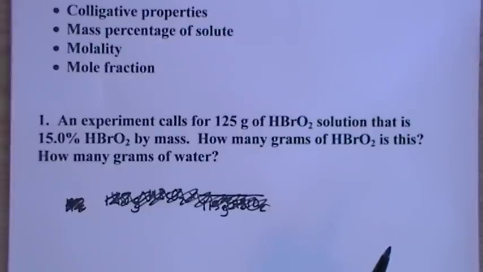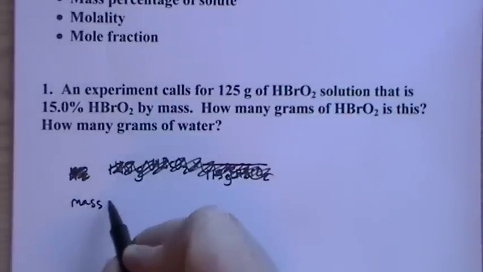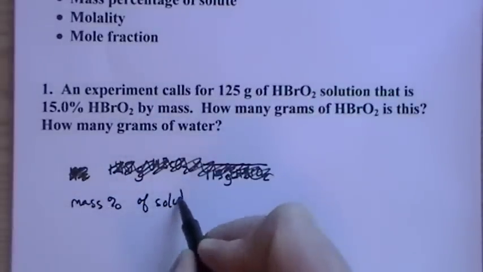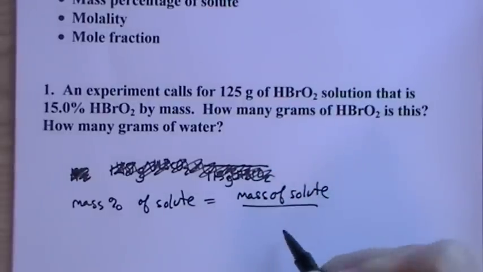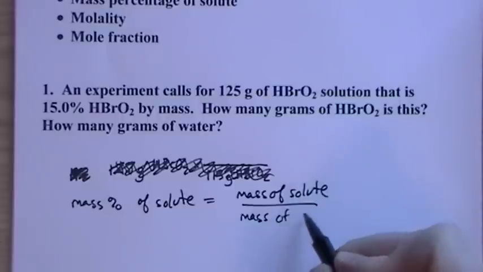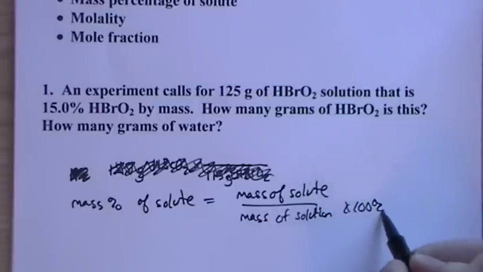All right, so when an experiment calls for 125 grams of HBrO2, so bromous acid, that is 15% bromous acid by mass. How many grams of bromous acid is this? And then how many grams of water? So the expression is the mass percentage of solute equals the mass of solute divided by the mass of the solution, which is made up of the solvent and the solute, times 100%.